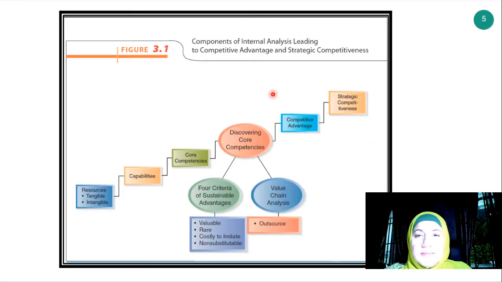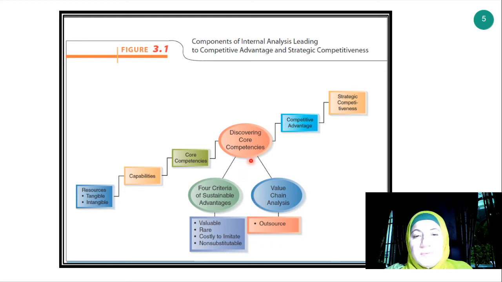So internal analysis has its framework to show a roadmap to competitive advantage and strategic competitiveness. The framework here contains components like resources, capabilities, core competencies. And the framework shows that the firm needs to identify the core competencies first. Core competencies, and there are methods of how to do it.